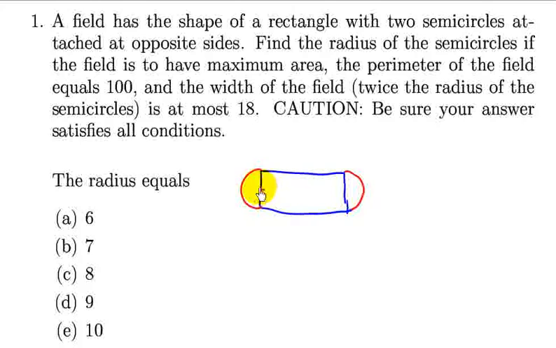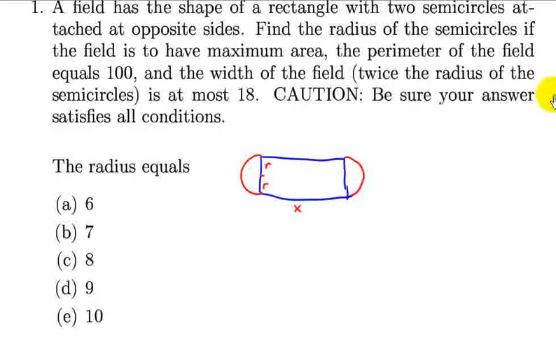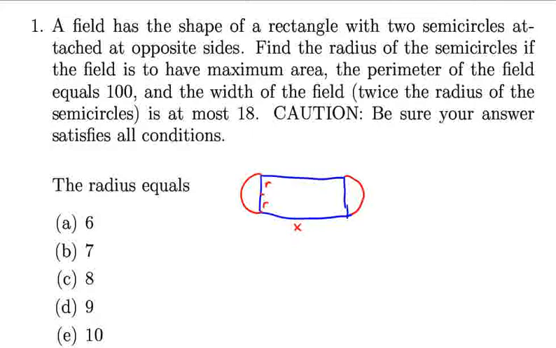Say the radius of the semicircle is r. So we have here r and over there r. And let the length of the rectangle equal x. Okay. Now we want to find the radius that maximizes the area. So let us write the area function for this field.